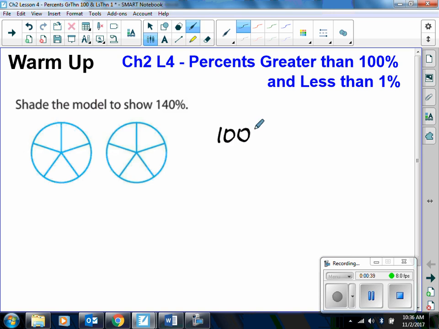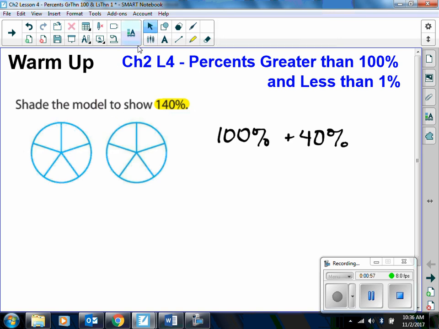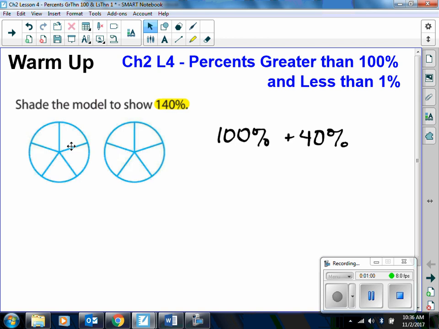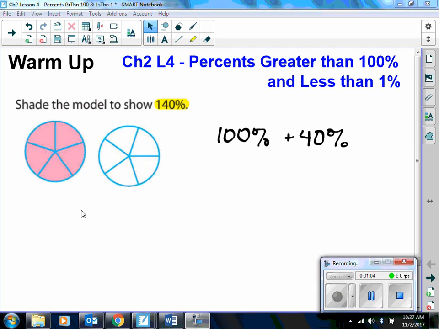So we've got 100% plus 40%, okay? And that's going to be this entire thing that we're looking at right there. Now, for 100%, we just said that's the whole thing. How much of this circle am I going to shade? The whole thing. We're going to shade the whole thing. So we're going to color in the whole circle, right?